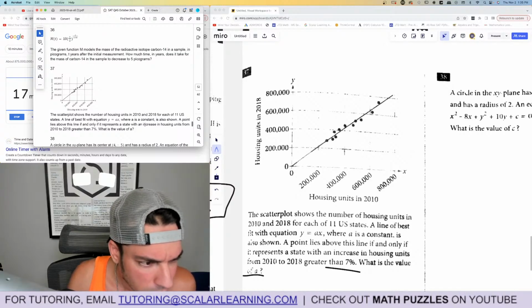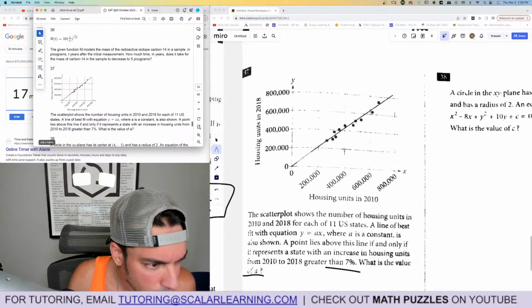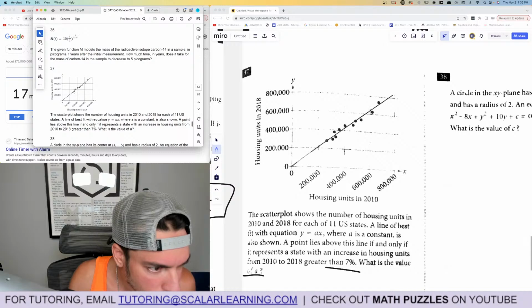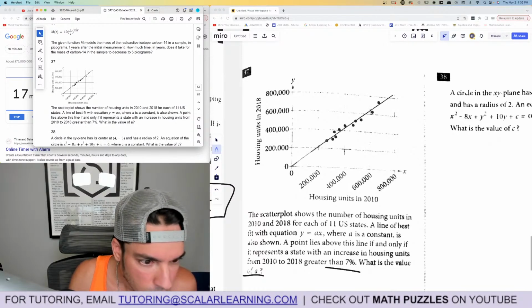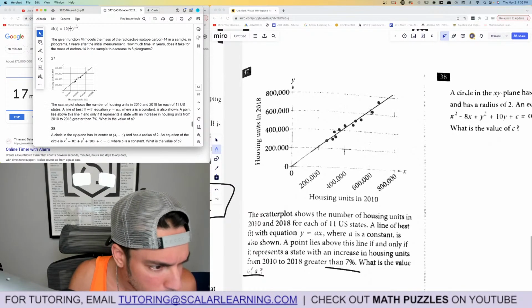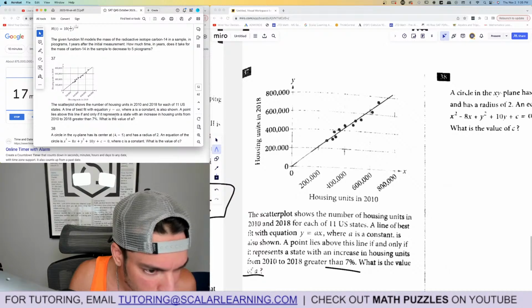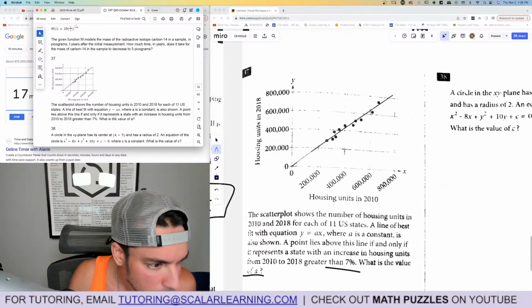All right, so let me read again. A scatter plot of 11 U.S. states. So there's 11 dots, right? 1, 2, 3, 4, 5, 6, 7, 8, 9, 10, 11. Yeah. And then a line of best fit, y equals ax. Cool. A point lies above this line if and only if it represents a state with an increase in housing units greater than 7%. What is the value of A?